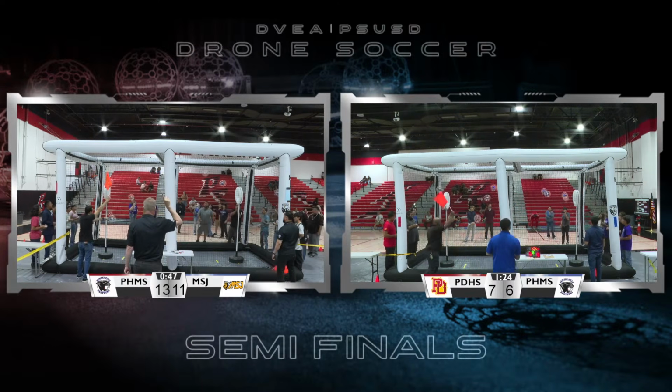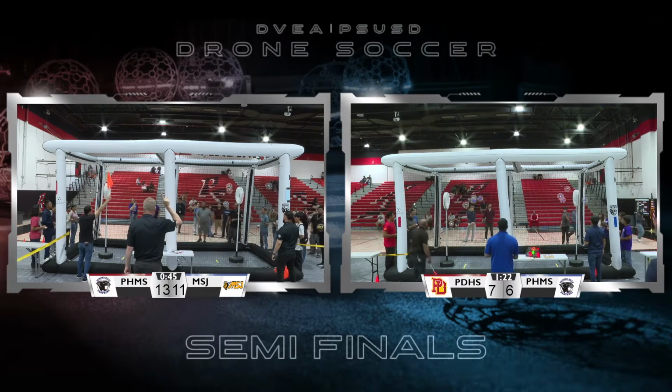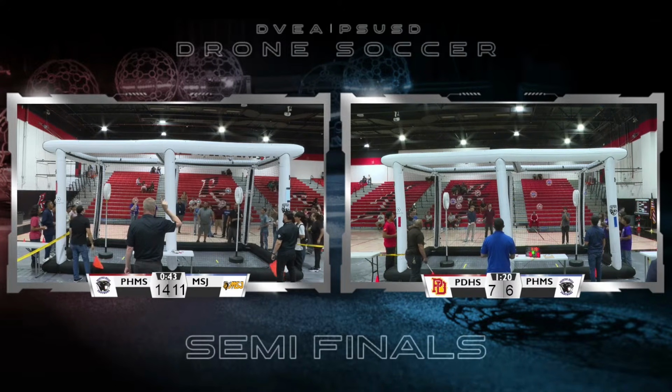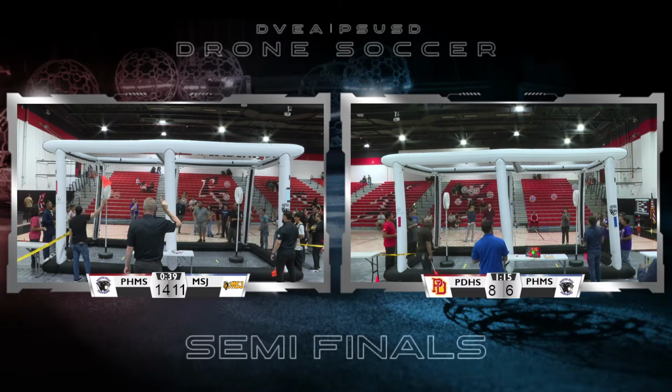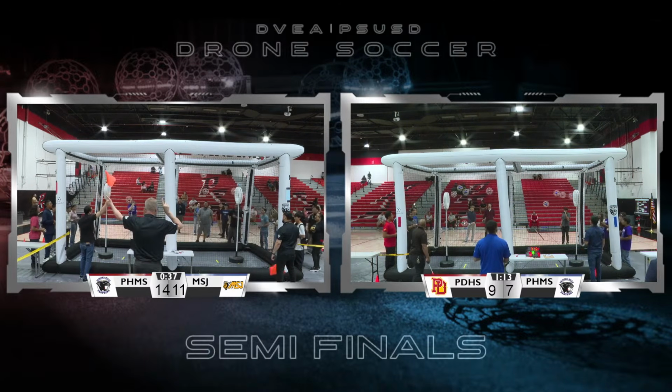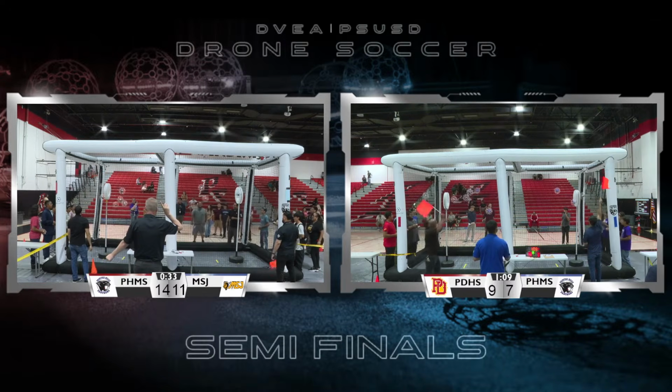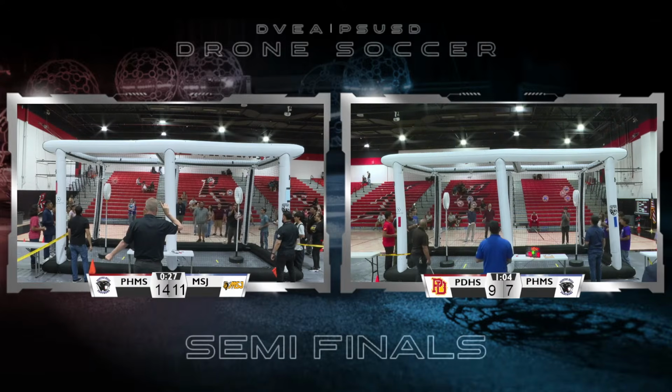We have 11-14 with just under a minute to play. Mount San Jacinto is down by 3 goals, but still more than 30 seconds. Lots of time left on the clock for them to continue scoring. And we have a tight game with about a minute left. On the other side, Palm Desert High School and the other Painted Hills squad, they're going goal for goal now with 1 minute left to play.